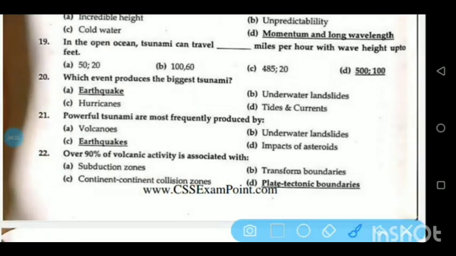In the open ocean, tsunamis can travel hundreds of miles per hour with wave height up to feet. Tsunamis can travel 500 or 100 miles.